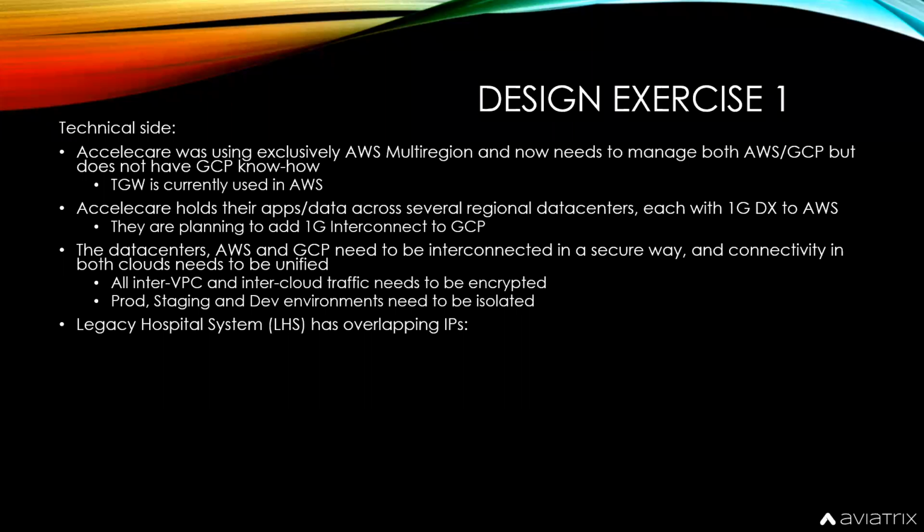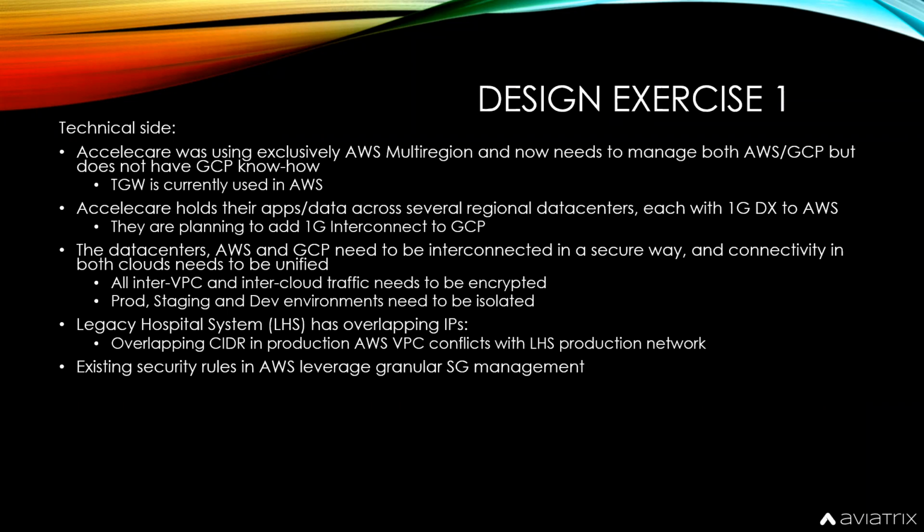And then next, we'll go ahead and talk about the LHS, or legacy hospital system, and their overlapping IP addresses, and where the conflict really exists, and how we can potentially overcome that using cloud native, or a combination of cloud native and some of the ideas that you have. And we'll also look at some of the existing security rules that AWS leverages, or that we will leverage in AWS to segment the network.